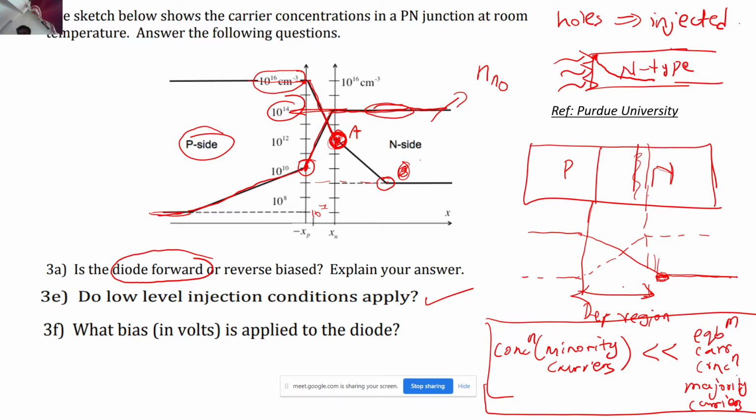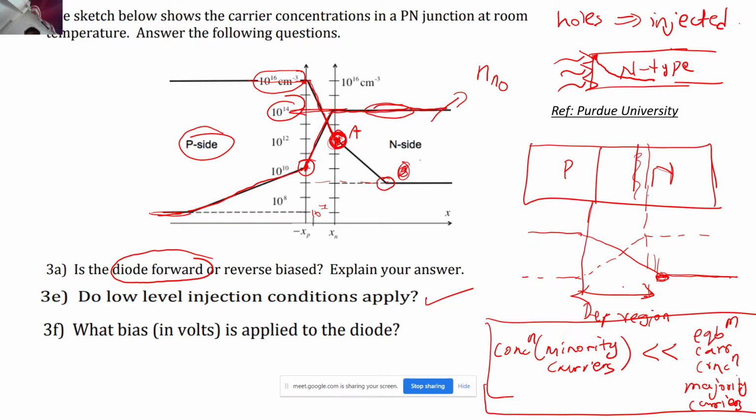So this is the condition for the low level carrier injection. The minority carriers should not be so high in number that they are even overwhelming the number of majority carriers that are present. Is it clear, or is it still unclear? Clear, sir. Okay, yeah. So this is the condition that I have used.